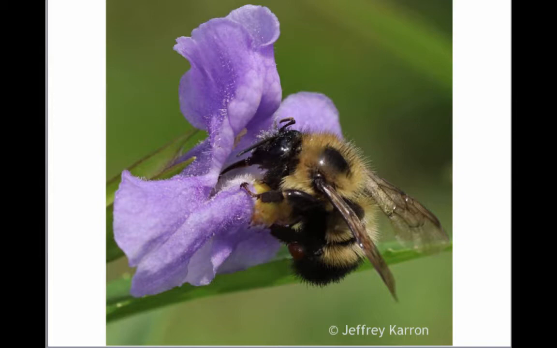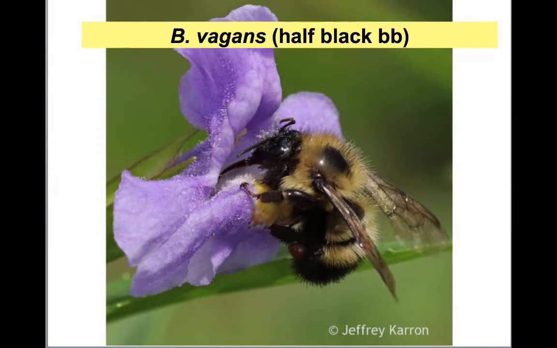This is Bombus vagans, a worker of the half-black bumblebee, which has the first two abdominal segments all yellow, and then the tail is black.